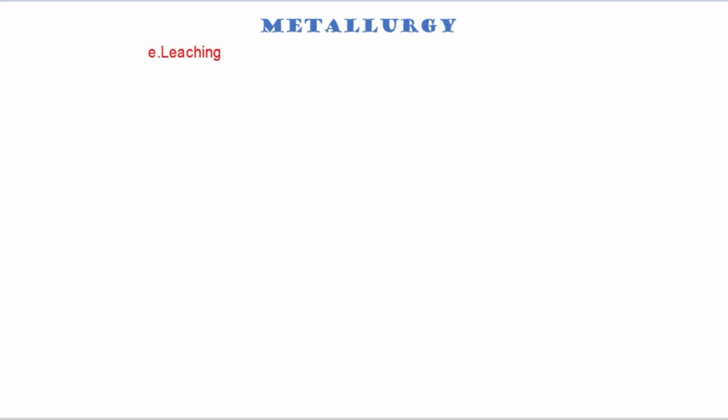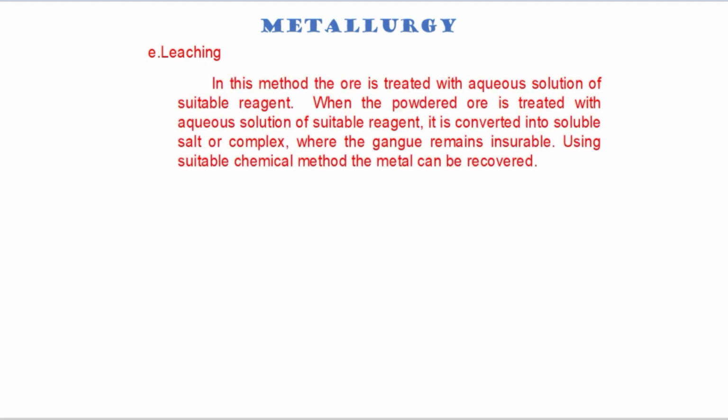Leaching is a chemical method. Here the ore with the impurities is finely powdered and treated with aqueous solution of suitable reagent. Now the ore is converted into soluble salt or complex, while the impurities, that is gangue, remain insoluble. Using suitable chemical method, the metal can be recovered. Some examples can be seen.